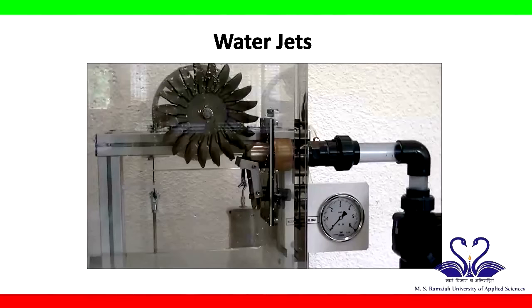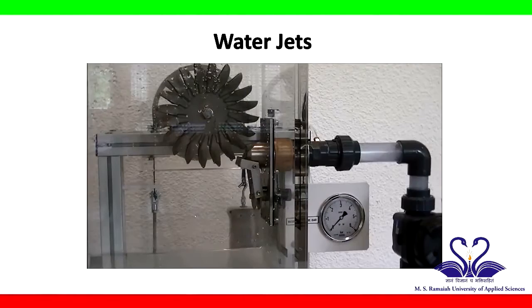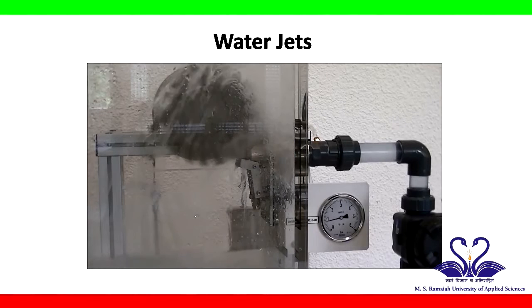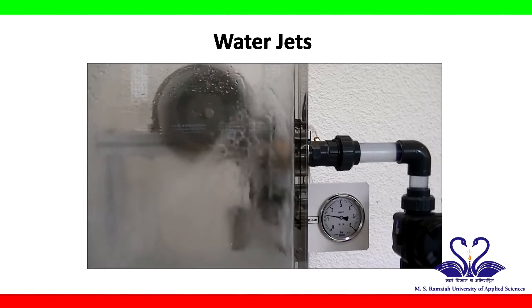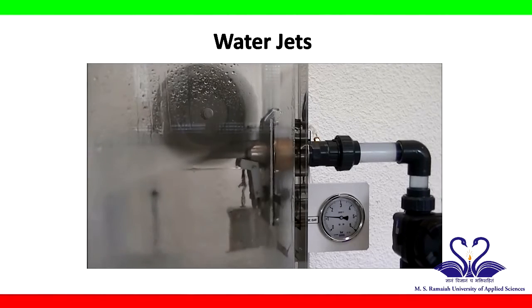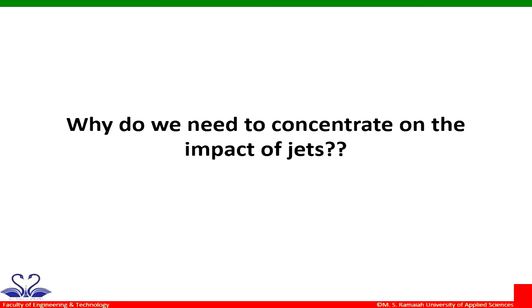Hydraulic turbines are devices that convert kinetic energy of a fluid to mechanical work. The shape of a hydraulic turbine blade is optimized for efficient utilization of the fluid energy from the water jet. The study of the impact of jets on vanes is necessary to understand the energy transfer from the water jet to the vane. Why do we need to concentrate on the impact of jets? Let us look at the learning outcomes.